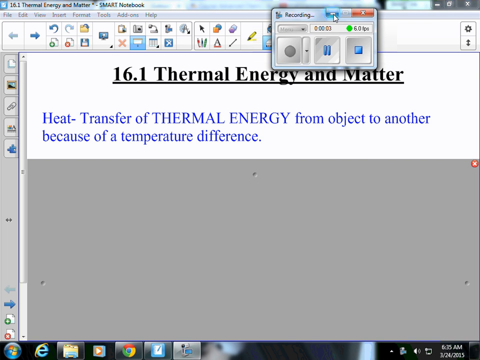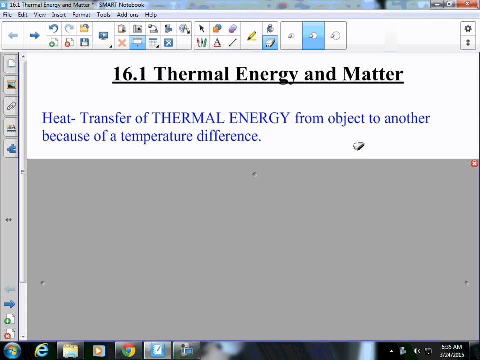All right, section 16.1, thermal energy and matter. We just got done talking about the differences between potential energy and kinetic energy. Remember, kinetic energy being moving energy and potential energy kind of being the stored energy based on height. When you guys think of energy, you may think of something else, heat. So what the heck is heat? Heat is the transfer of thermal energy from one object to another because of a temperature difference.